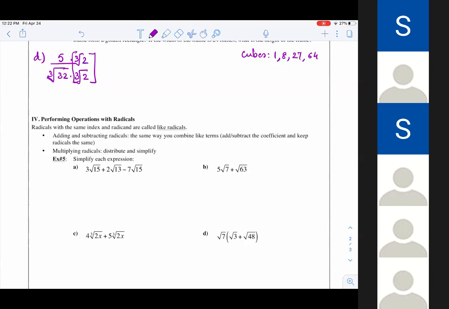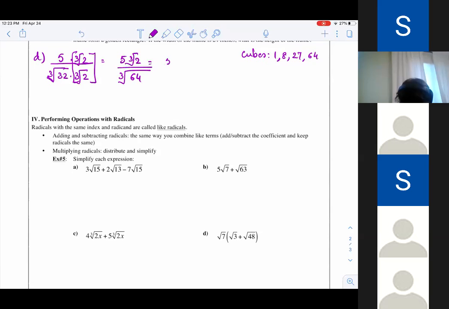Okay. So you're going to multiply the top and bottom by cube root of 2. So the numerator is 5 times cube root of 2. Denominator is cube root of, what is 32 times 2 again? 64. Correct. So 5 times cube root of 2 divided by cube root of 64. Now you know it is 4. See how you got rid of the 32? The radical is gone. There is no more radical in the denominator. Just a 4.